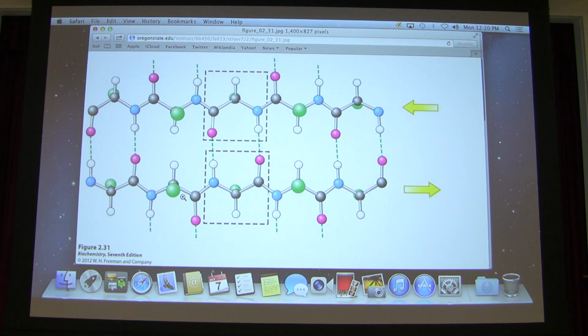Now, when we look at this, we see that what stabilizes the beta sheet are hydrogen bonds again. Hydrogen bonds are holding together beta sheets. We might have a whole stack of these. We might have 10 of them. If we had 10 of them stacked up like that, or maybe even more, we would have something known as silk. Silk is full of beta sheets.